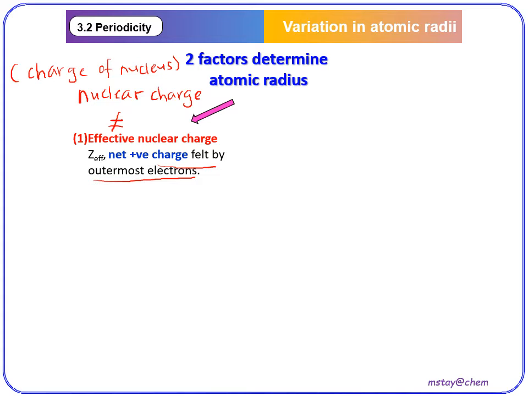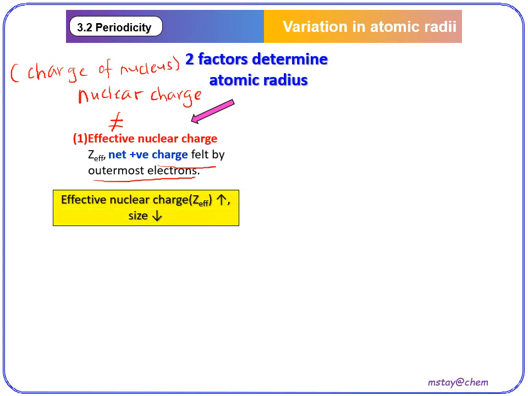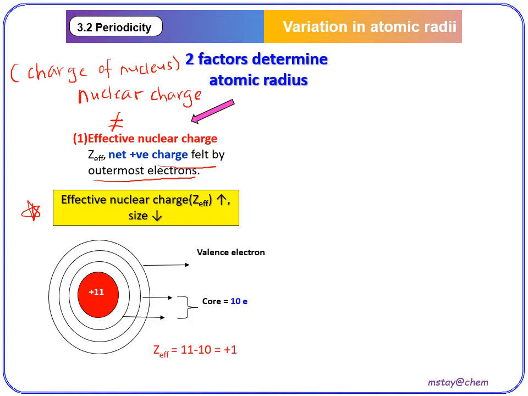But how many teachers do you have? You may have 10 teachers. That is the nuclear charge. So when the effective nuclear charge increases, the size gets smaller. This is the summary or the conclusion: the higher or the greater the effective nuclear charge, the smaller the size. In the next slide, we are going to look at how we determine the effective nuclear charge.